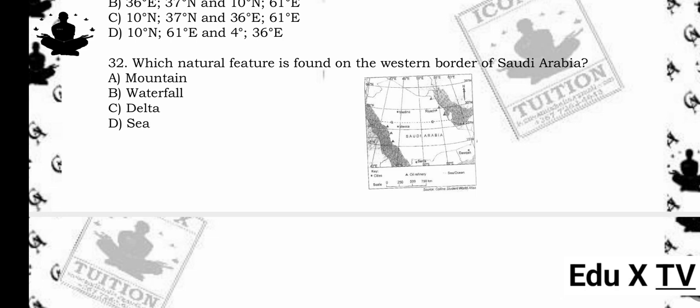32. Which natural feature is found on the western border of Saudi Arabia? A. Mountain. B. Waterfall. C. Delta. D. Sea. The answer is D. Reason being, the Red Sea lies along the western border of Saudi Arabia.